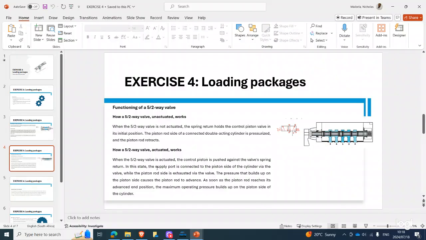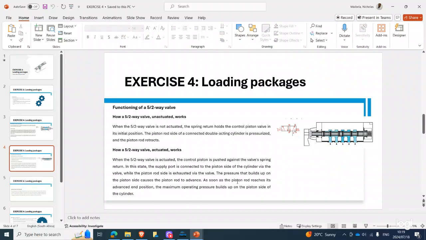In this state, the supply port is connected to the piston side of the cylinder via the valve, right? While the piston rod side is exhausted via the valve, the pressure builds up on the piston side, which causes the piston to advance.